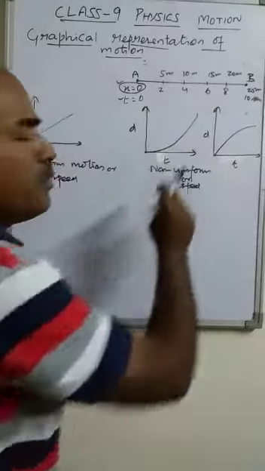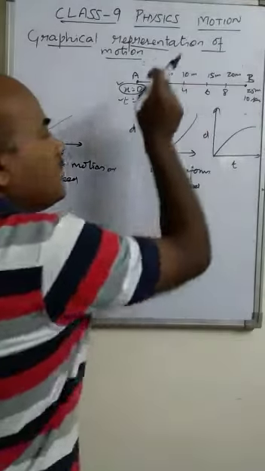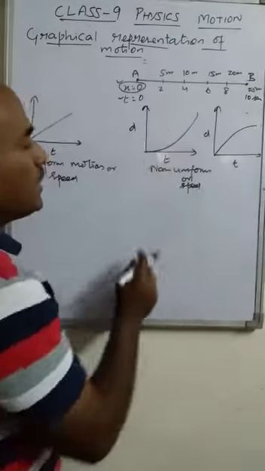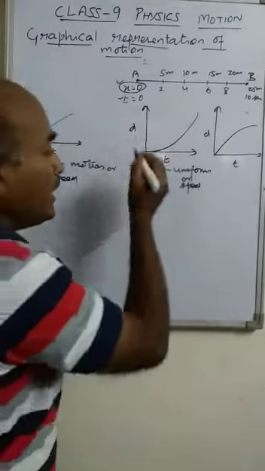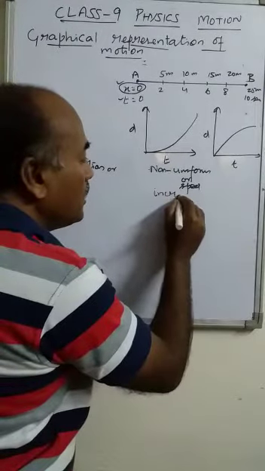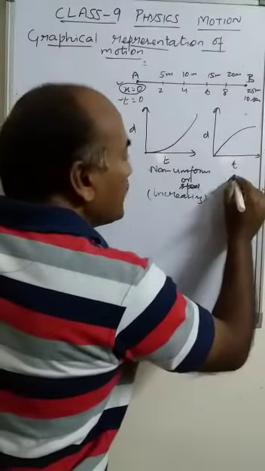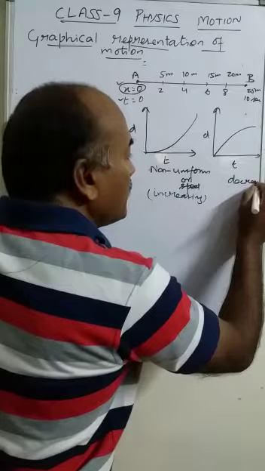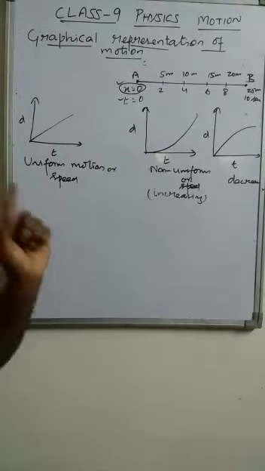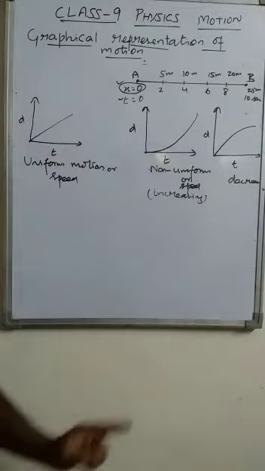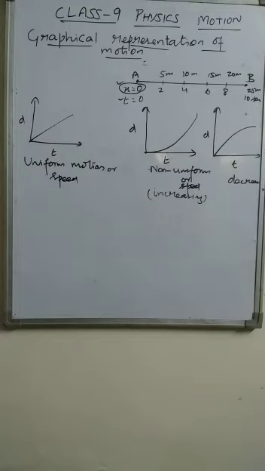But what is the difference between these two graphs? In this, the line continuously rises up. So we say it is non-uniform motion with increasing speed. In this one, the speed is decreasing. So these two graphs represent the object is in non-uniform motion with increasing speed and decreasing speed.